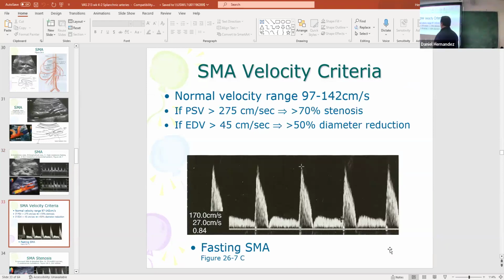But in terms of velocity criteria, 275 is our magic number now for SMA. So over 275 is considered stenotic. If they're fasting, it should be high resistance in the SMA. If they've just eaten, then it's low resistance. Okay. So that's the normal response: high resistance if you're fasting, low resistance if you've just eaten. That's the normal response we're looking for.